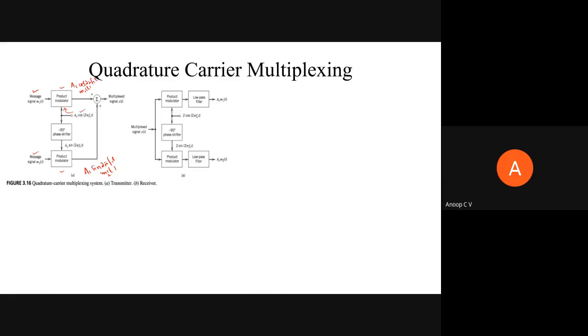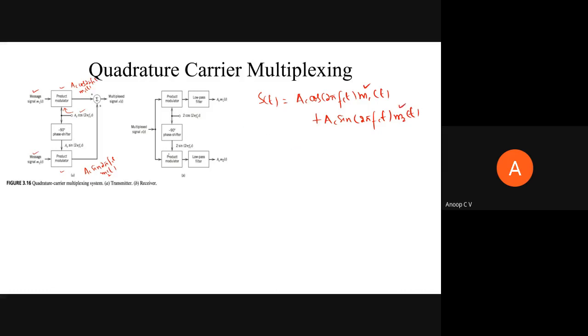And at the receiving end, so what is getting transmitted? I'll write. So maybe S of t is equal to AC cos 2 pi fct into m1 of t plus AC sin 2 pi fct into m2 of t. So we have two messages, m1 and m2, right?